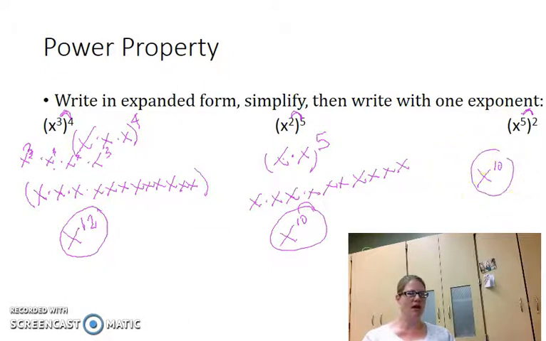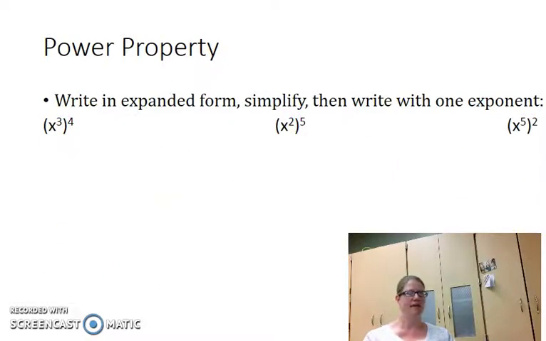So I don't have to write all of those on that one. But again, that's called our power property. So anytime I have an exponent raised to another exponent, I can go ahead and multiply those 2 exponents together to simplify. All right.